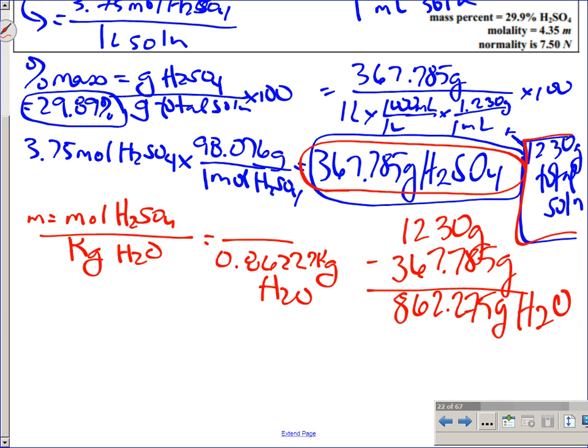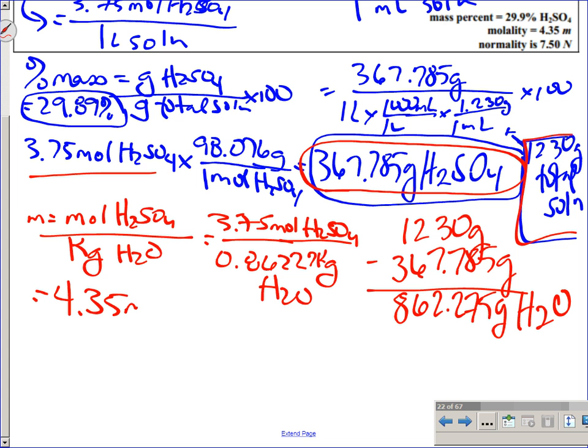All right, and then how do I get moles of H2SO4? Oh, we already have it. Look, right here. As long as you're labeling your work and kind of go back and check, you can find your stuff really easily. So 3.75 moles of H2SO4 divided by that. What do you get? 4.35. Well, how do you say little m? Molal. Okay. All right, so good so far?